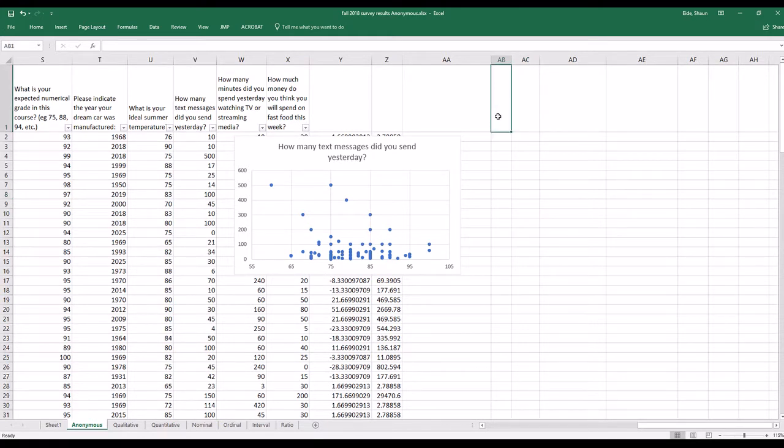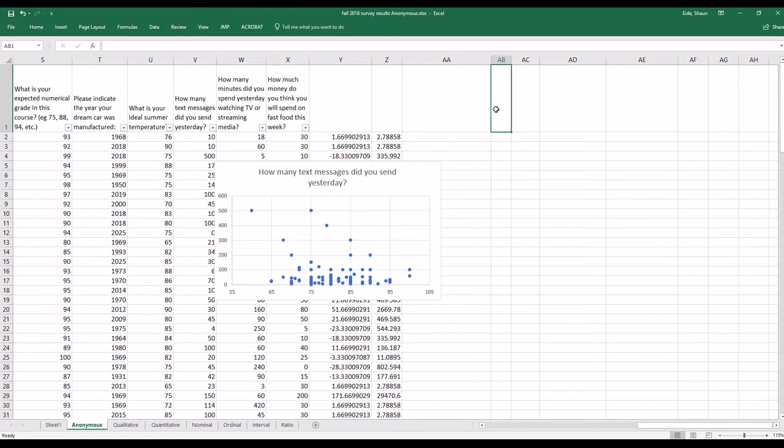Okay, so say for instance I'll do the same exact thing, temp and text. So say my ideal summer temperature is 60 degrees and I sent 100 text messages yesterday, okay? Another individual's ideal temperature is 70 degrees and they sent 90. Another individual is 80, their ideal summer temperature, and they sent 80 text messages. And then another individual's ideal summer temperature is 90 degrees and they sent a total of 70 text messages.